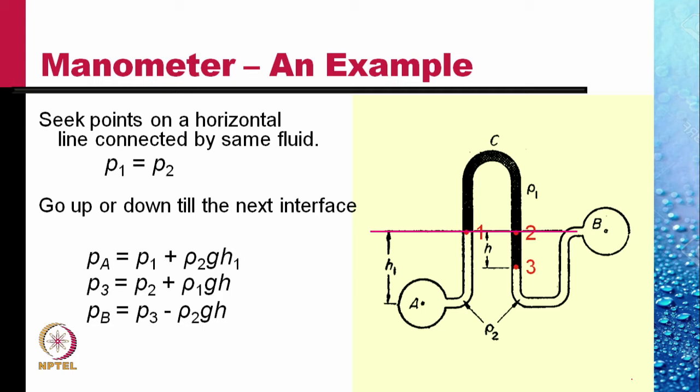Putting it all together, that is summing these three equations, we get PA minus PB is equal to rho 2 g (h1 minus h) minus rho 1 gh. If we know the heights h and h1 and the densities rho 1 and rho 2, we can calculate the pressure difference PA minus PB.